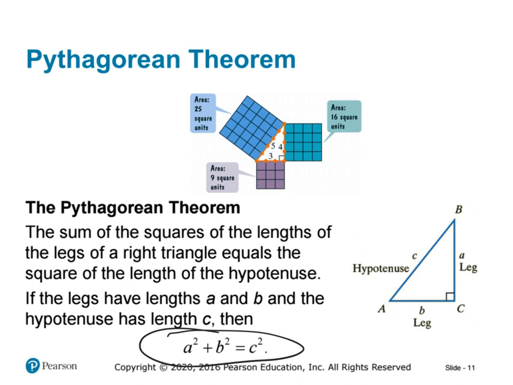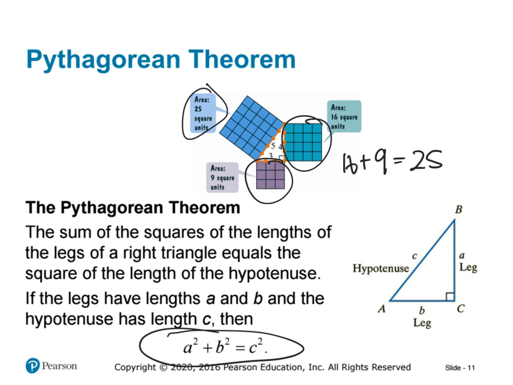So you'll notice the area. If you added these two together, 16 plus 9, you would get 25 square units. And that's the same as the area of the square on the length C.